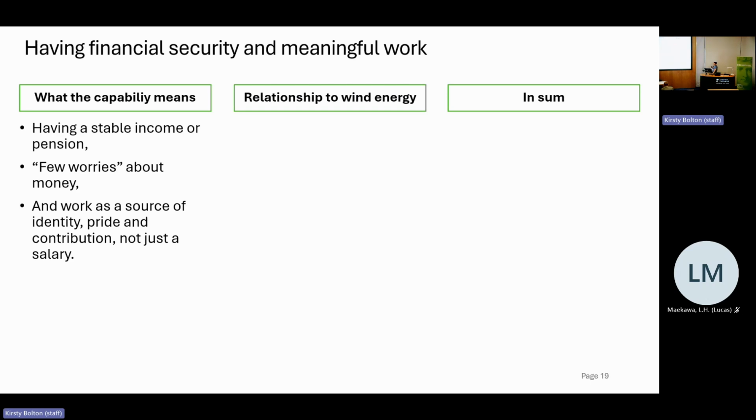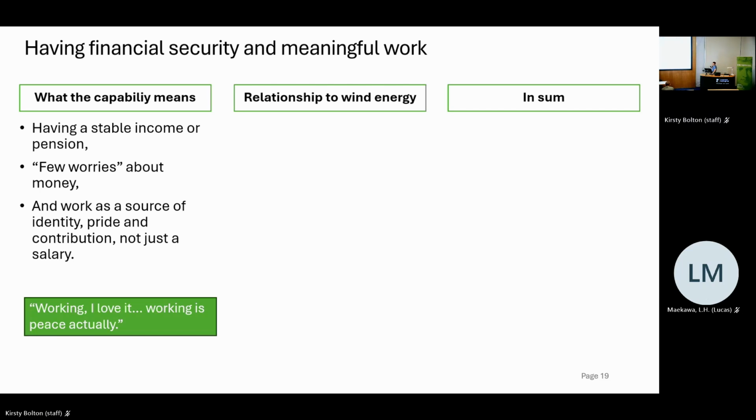Yeah, then financial security and meaningful work. So that was especially important in the north, where people were really asking, what kind of work can we have? A lot of the fishing licenses have been recently sold to rich people from Oslo. So it's become quite expensive for locals to do fishing. So there we're really looking at what can be new forms of jobs.